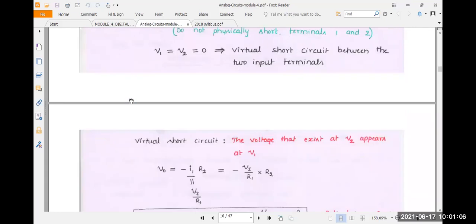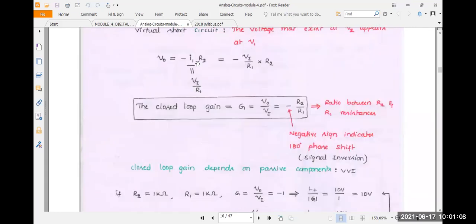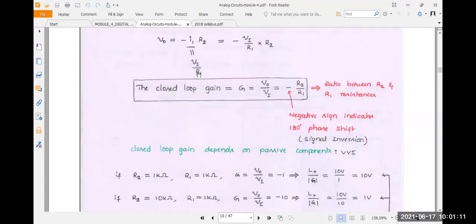So I1 is equal to what now? VI by R1. Substitute here. What will we get? Minus VI divided by R1 into R2. So the V0 equation now is minus VI divided by R1 into R2.